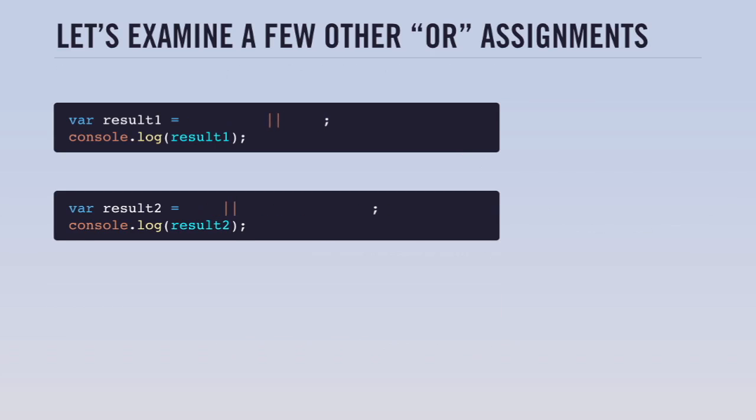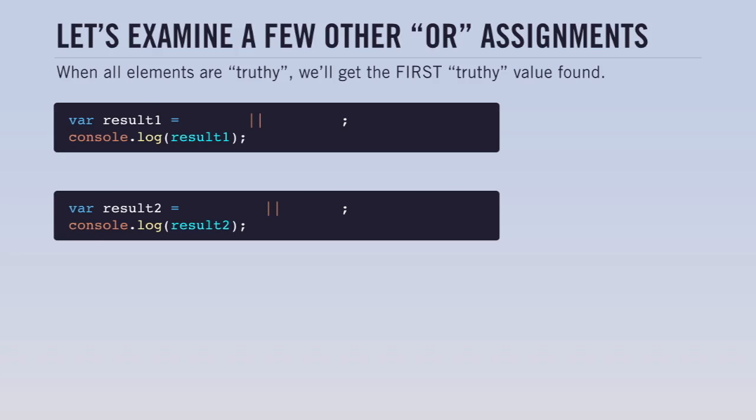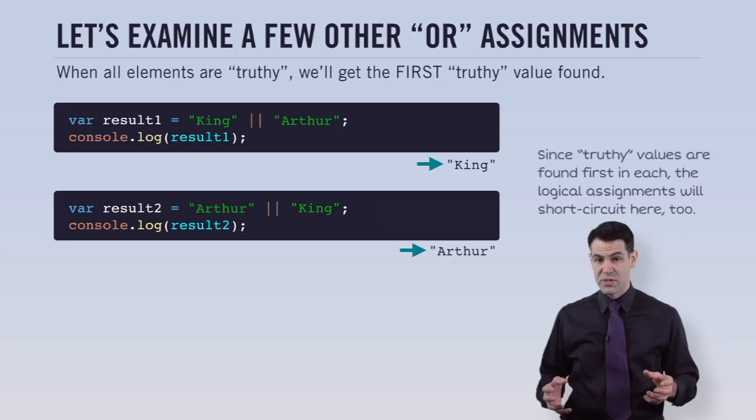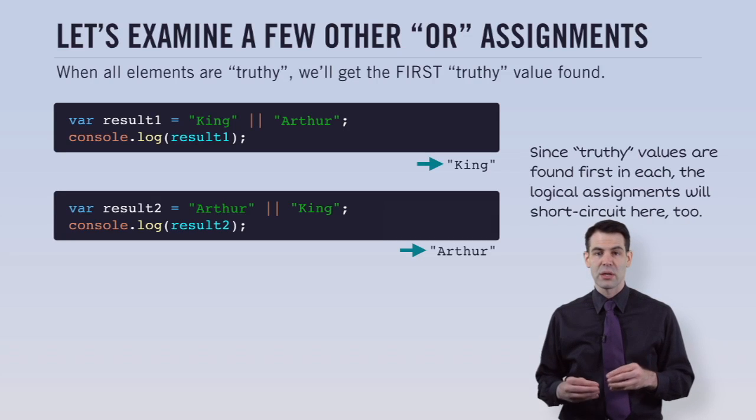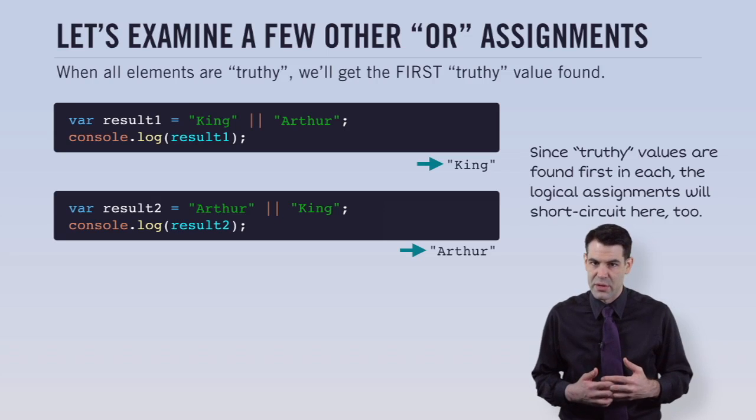So your next question may be, well, what happens when they're all truthy? When all elements are truthy, we'll get the very first truthy value found. For example, if we've got both King and Arthur in our logical assignment, we're going to go ahead and take King because that is the first truthy value that we find. In result 2, if we had Arthur first and King second, we would take Arthur because it's the first truthy value that we find. The moral of this story is that short circuiting will occur even if both of the values are true.